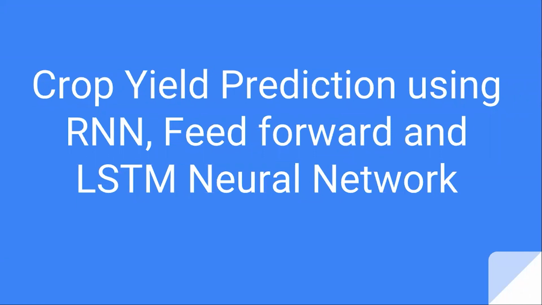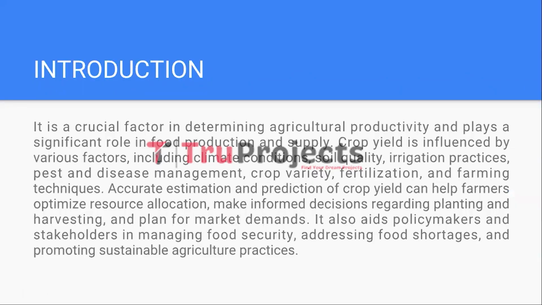We are going to explain a project titled Crop Yield Prediction using RNN, feed-forward and LSTM Neural Network. Accurate crop yield estimation and prediction play a vital role in optimizing resource allocation, informing decision making, ensuring food security, promoting sustainable practices, and addressing market demands. Factors such as climate conditions, soil quality, management, and farming techniques influence the crop yield, making accurate prediction essential for efficient agriculture and effective policy planning.